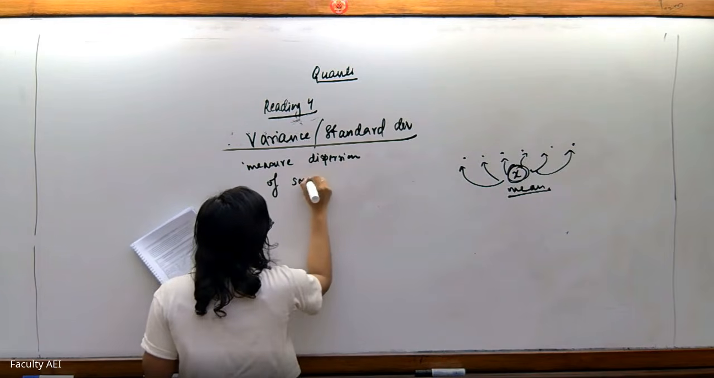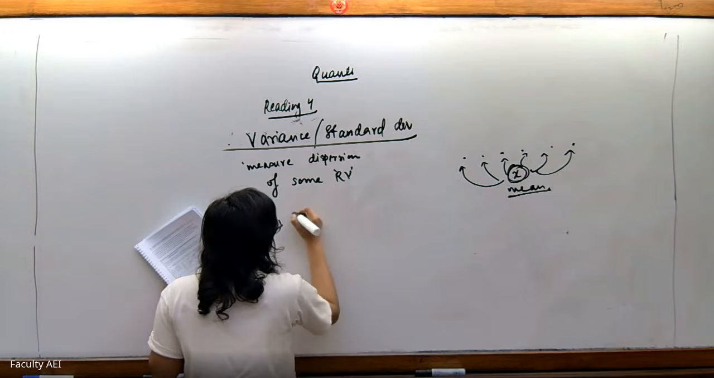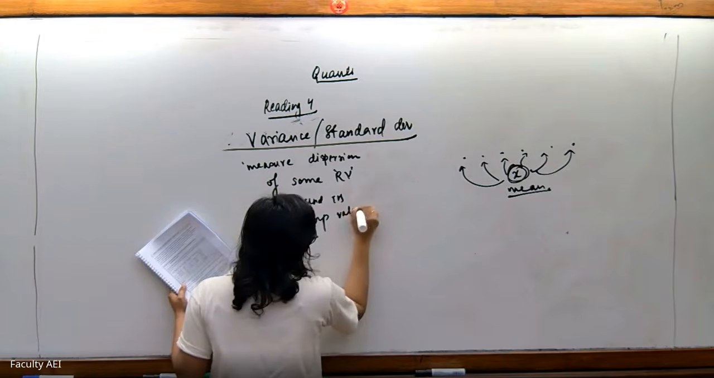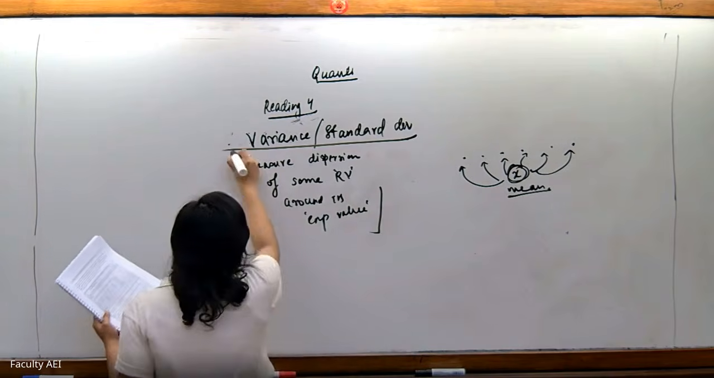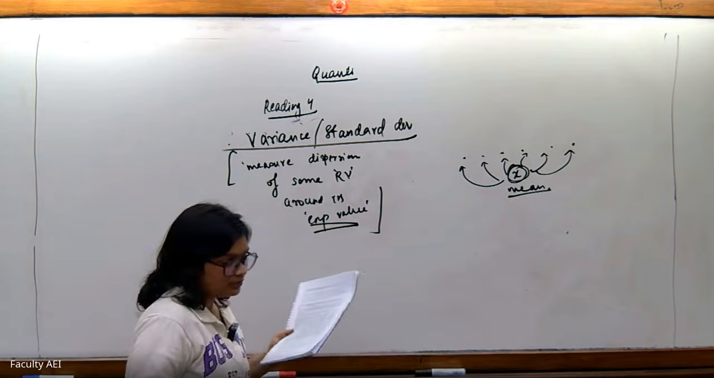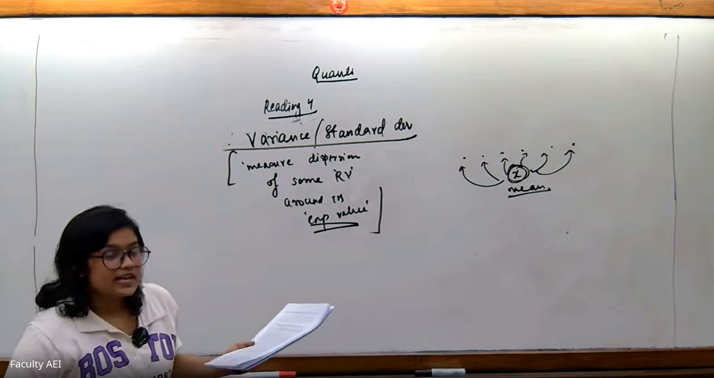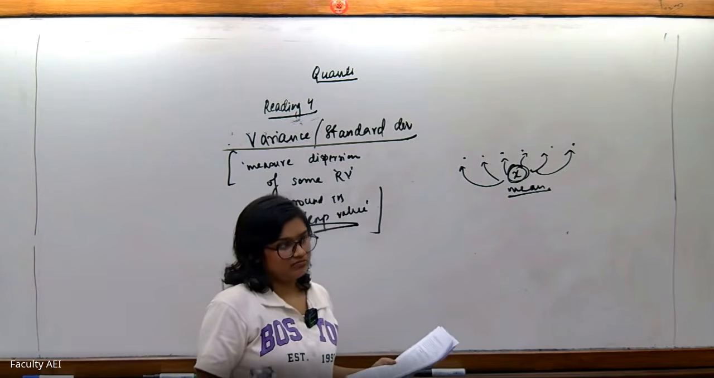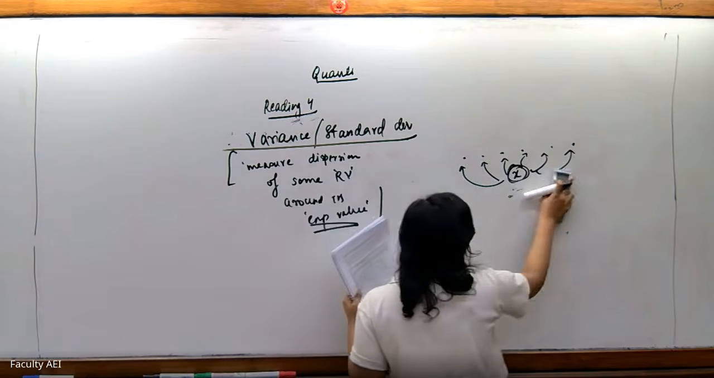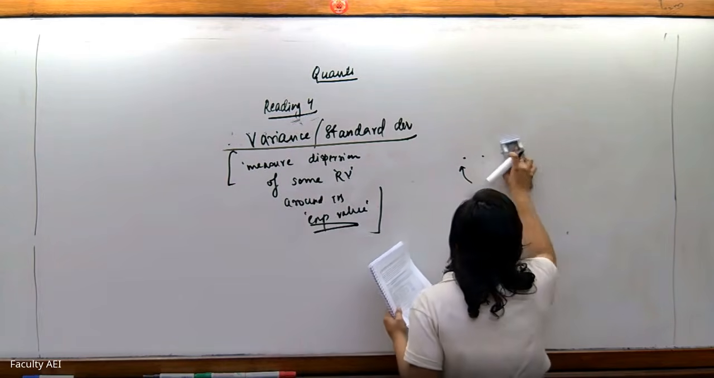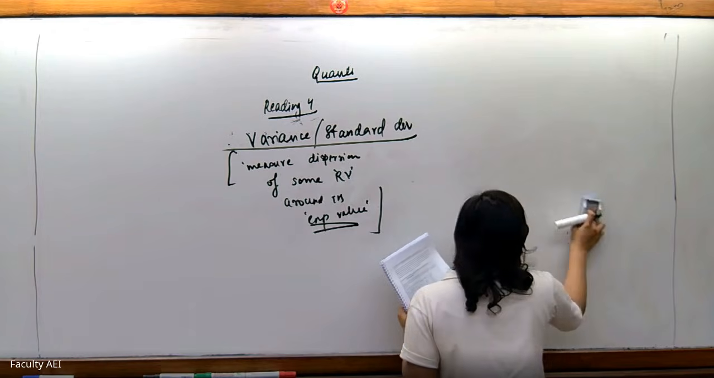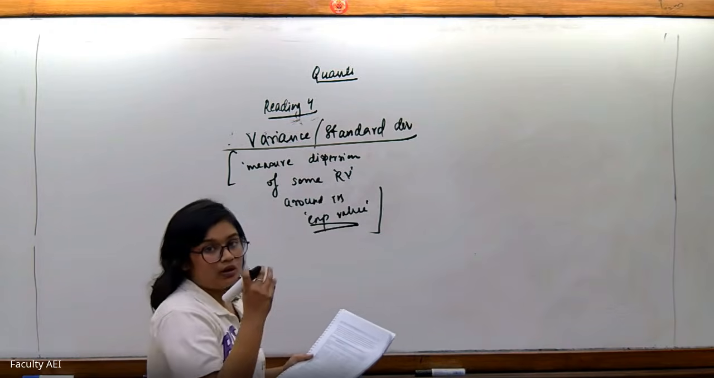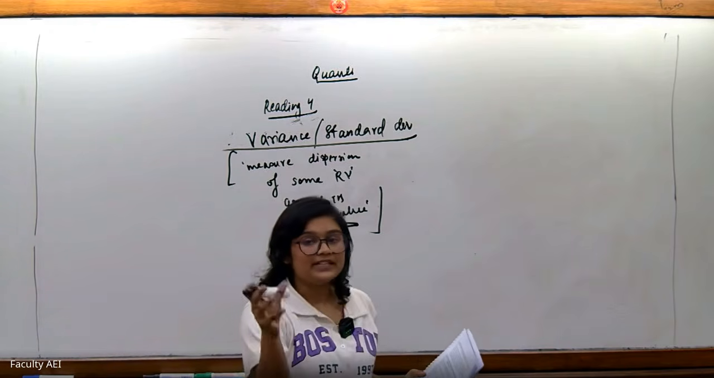Of some random variable around its expected value. So my mean is replaced here with expected value. We just discussed what expected value is. Expected value and mean are nothing but two synonyms. In mean, what we do is add each of the values and divide by the number of the values which we have. Expected value, similar thing. You multiply each value with the probabilities and add them up.